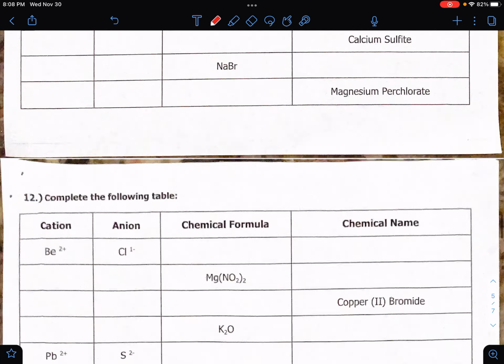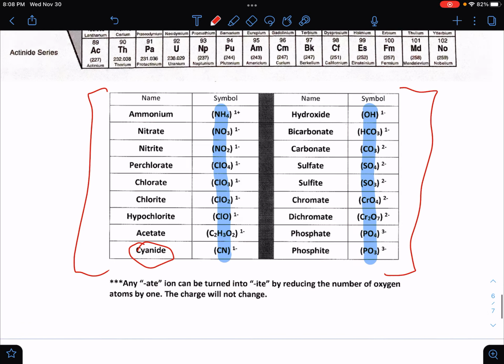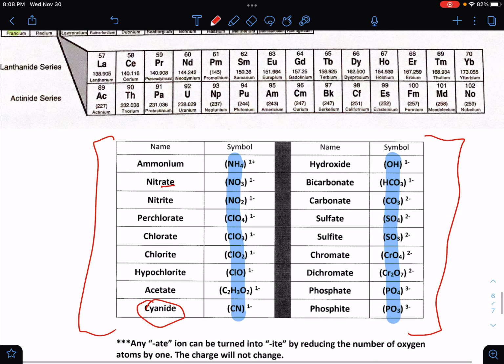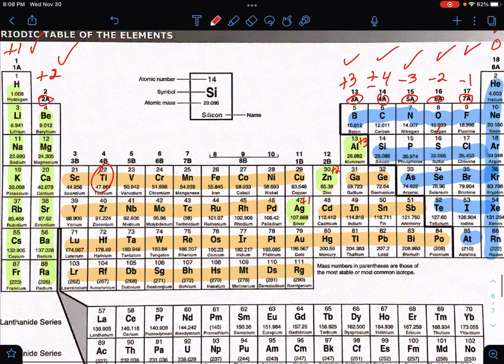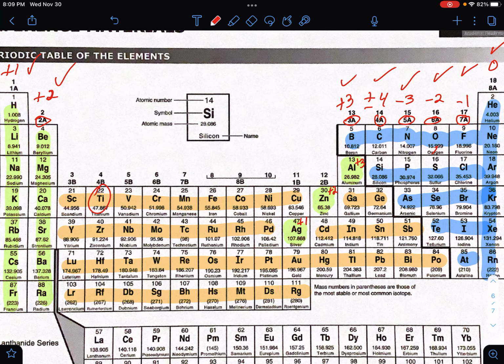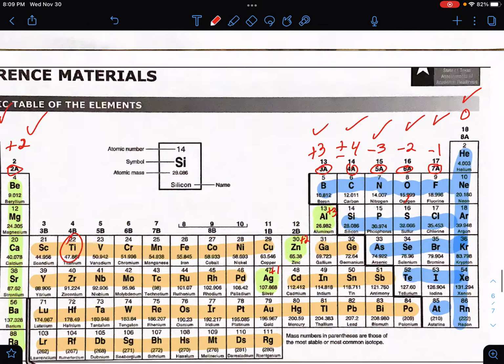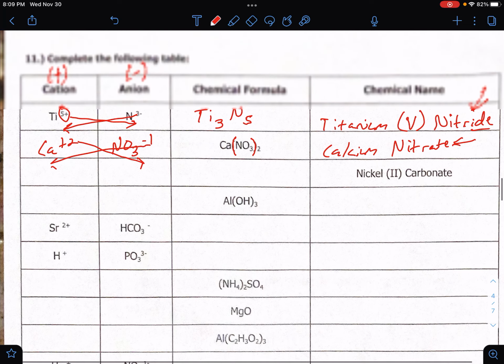Anytime you see ates and ites, going back to your group down here, those are always going to be down here on your polyatomic list. So please, I see that error all the time. Ides is when you're using the periodic table. So basically anything in blue, you're going to use ide. Anything that has ate and ite will be on this list right here. Okay, let's go back up.